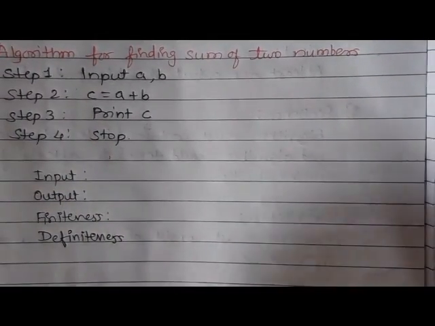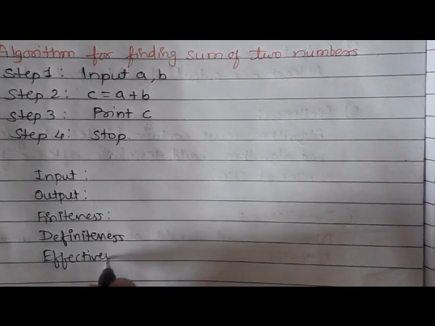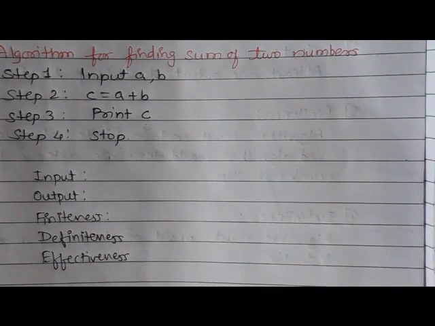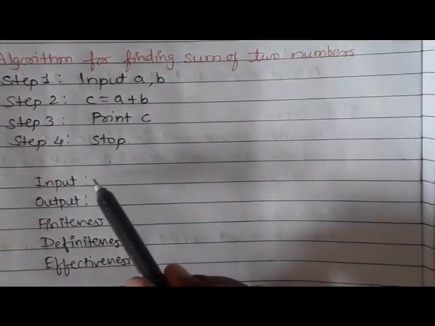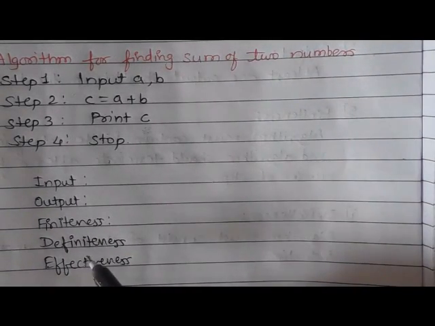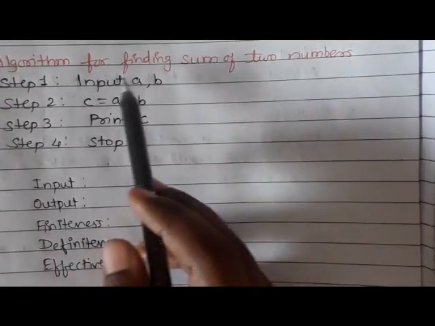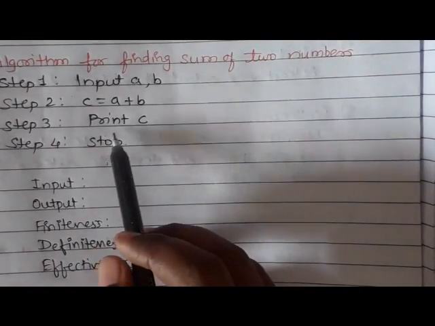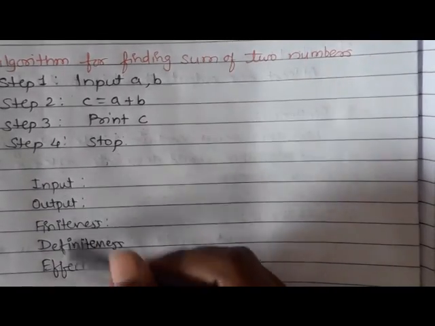And the last characteristic is effectiveness. Every instruction in this algorithm is very basic. Therefore, this algorithm covers all 5 characteristics. So this is a good algorithm. Why? Because it satisfies all the characteristics of an algorithm.